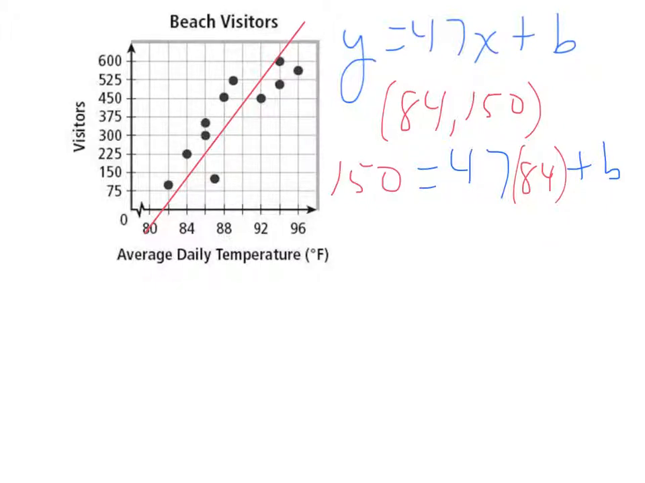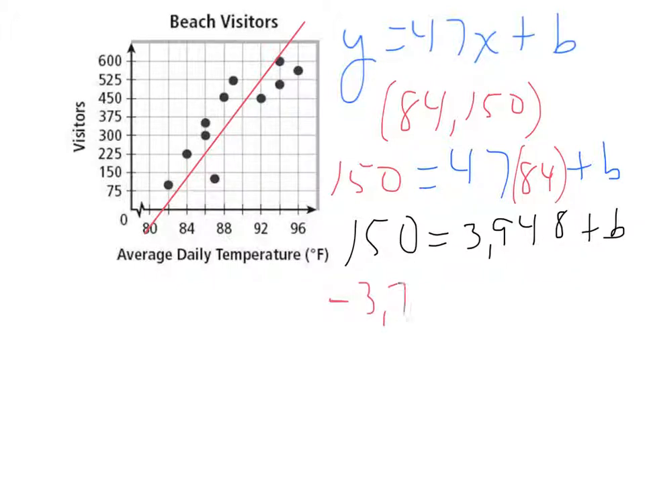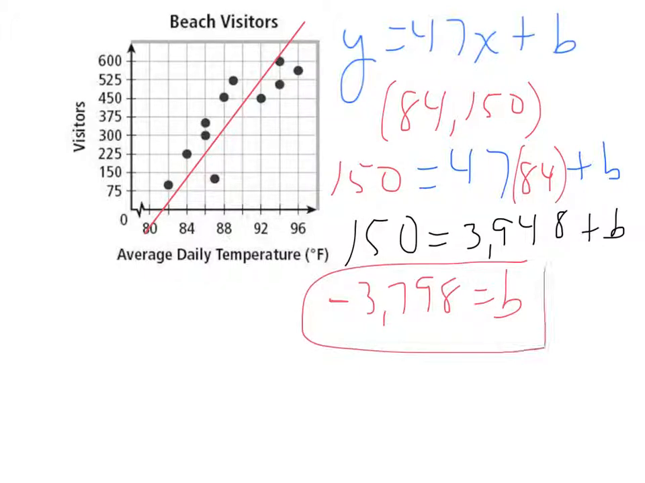When I do the math, I'm going to find out that that 150 is actually equal to 3,948 plus b. So when you solve for b, you're obviously going to get a negative number. It turns out that we're going to end up with b equaling negative 3,798. If you look at the graph, that's going to be a surprise, because if you extend this line, it just goes here.